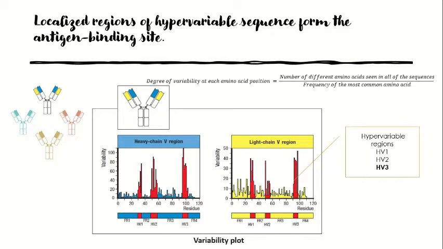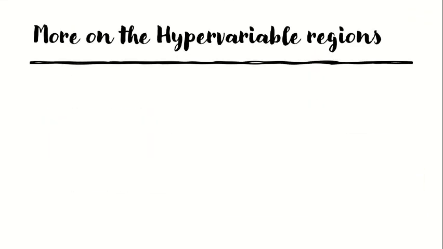And these regions are basically flanked by less variable framework regions, the FR1, FR2, FR3 and FR4. It is basically shown in blue or yellow, and these framework regions form the beta sheets that provide the structural framework of the immunoglobulin domain. The hypervariable regions are the areas that provide the true variability to the antibody molecule. So let's see its composition in a little bit more detail.